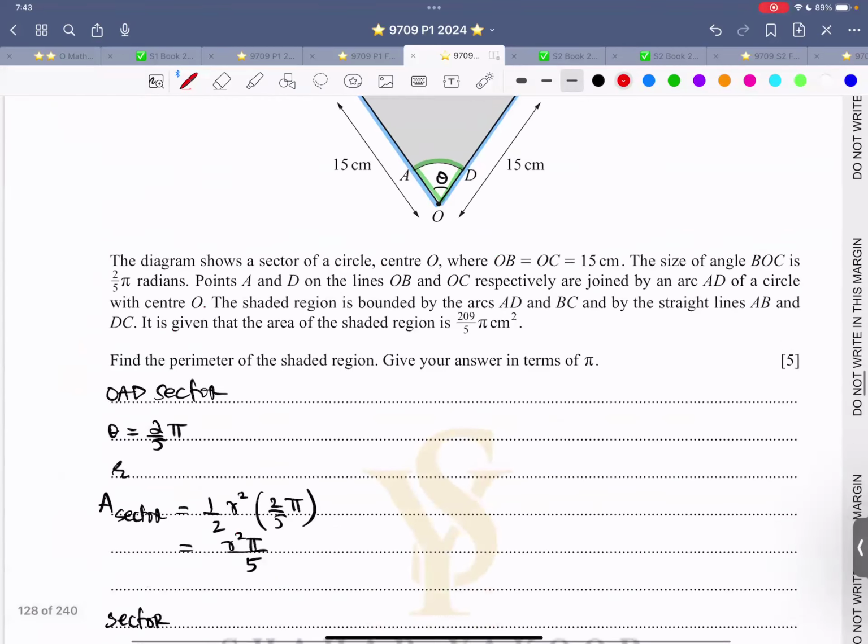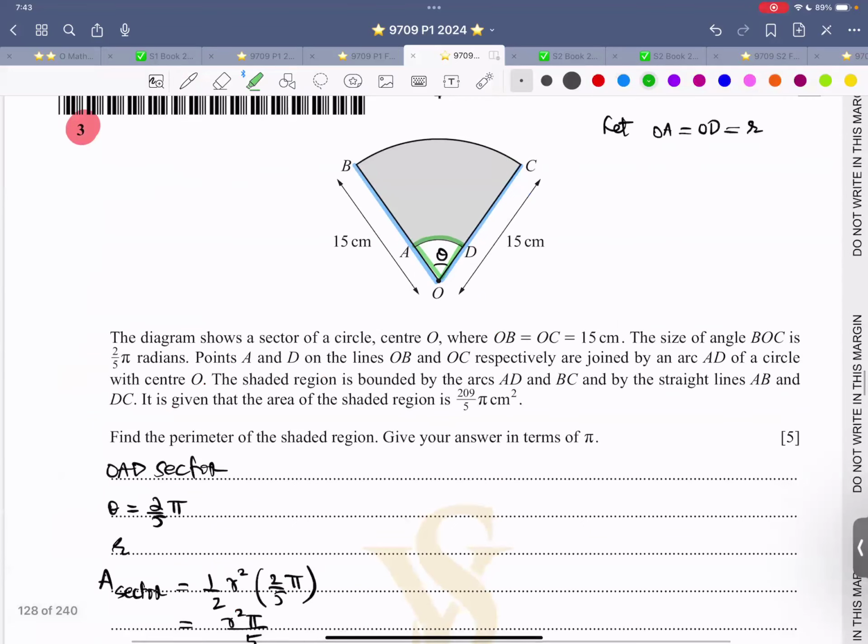Find the perimeter of the shaded region. Now, what's the perimeter of the shaded region? Perimeter of the shaded region is this arc length plus AB. What is AB? This thing is 4. This thing is 15. Therefore, AB is 15 minus 4. That is 11. That's the same thing as CD.